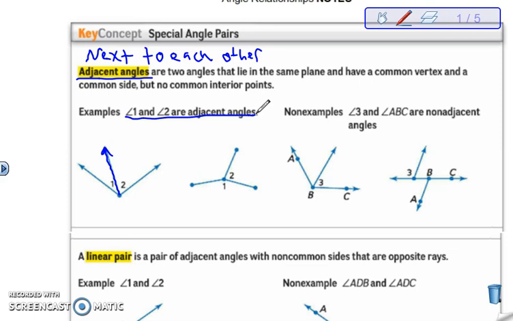In the picture on the right, we notice how angle 3 is over here, and ABC is over here. They do not touch, right? They don't share a side, so they would not be considered adjacent. So when you see this non-adjacent, that's what that means.